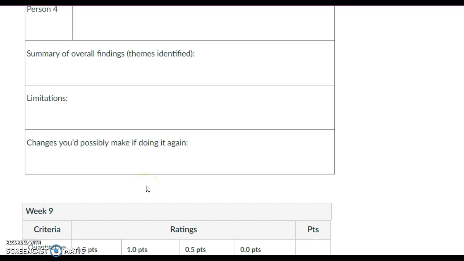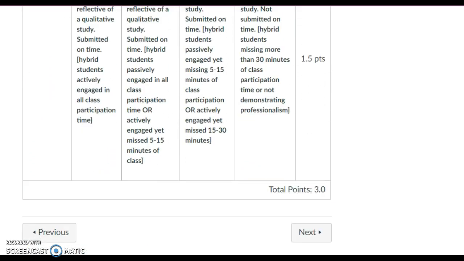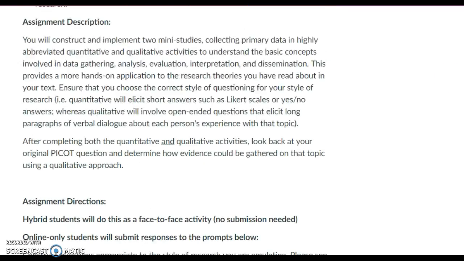Qualitative questions in particular can be interpreted differently by different people, so how might you word that differently, or what different follow-up questions might you include if you were to do that again in the future? So you just need to make sure that you meet all the criteria listed in the rubric, and please let us know if you have any questions.